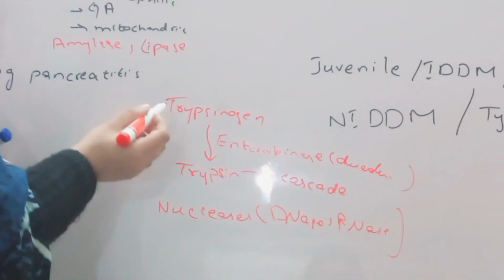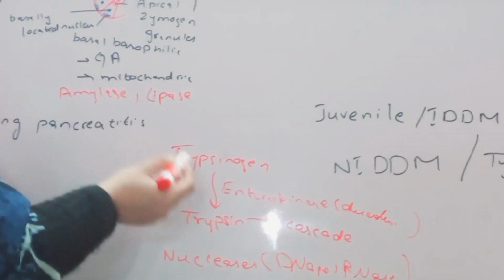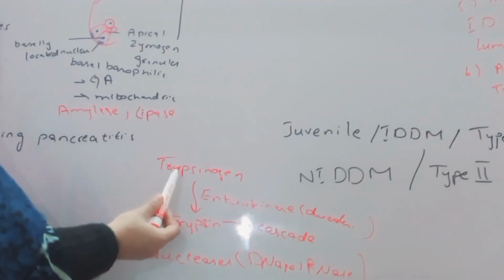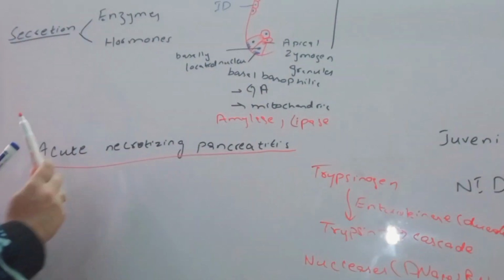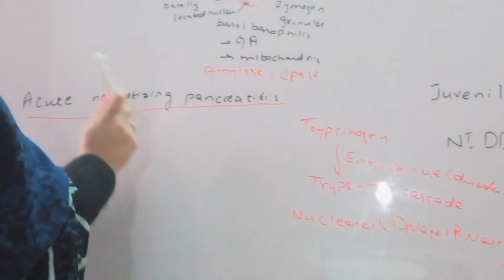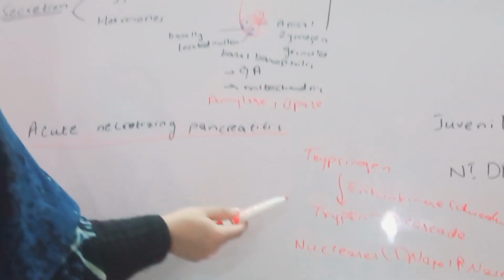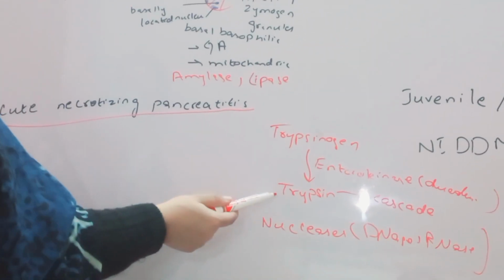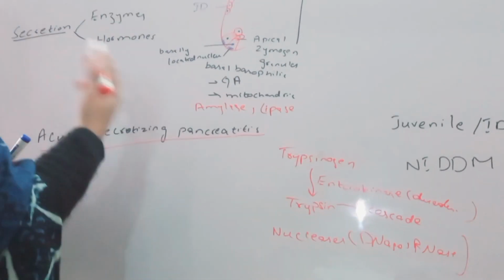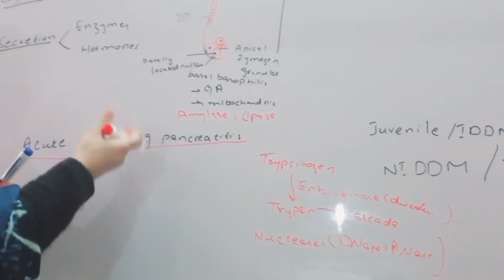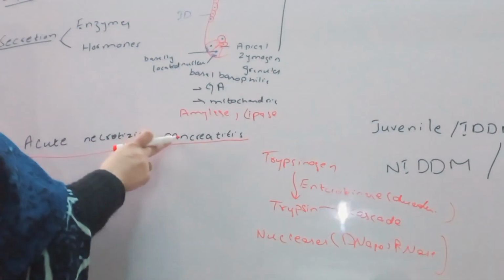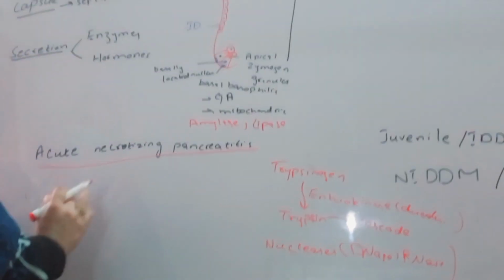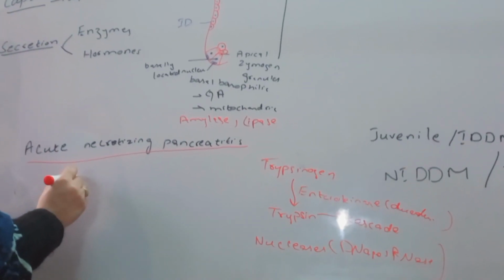If there is any defect in the exocrine portion of the pancreas, then what will happen? There will be a condition known as acute necrotizing pancreatitis. What will happen in acute necrotizing pancreatitis? In this, the active form will be present. That is why the pancreas will be digested by its own enzymes. This condition is known as acute necrotizing pancreatitis, and it happens mainly in the patients.